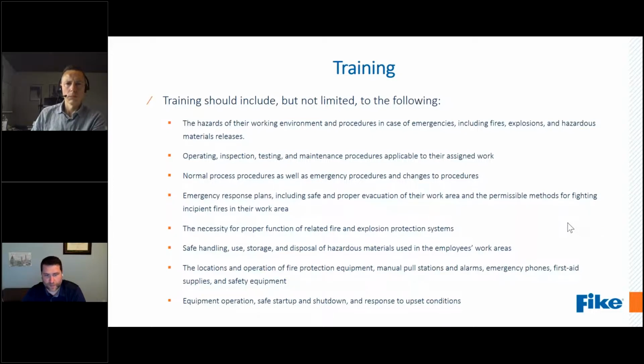The necessity for proper function of related fire and explosion systems, the safe handling, use, and storage of materials that they generate, locations and operations of your protection equipment, your fire alarms, your emergency phones, safety equipment, first aid, things like that. And then finally, just overall operations: safe startup and shutdown in response to upset conditions. What do you do? What are your emergency stop procedures? Things like that.